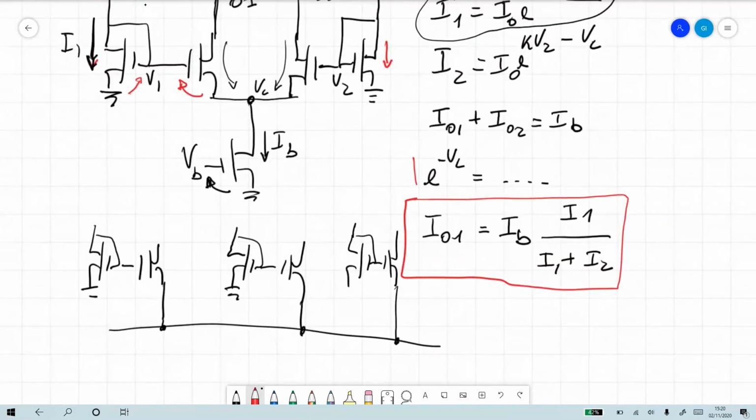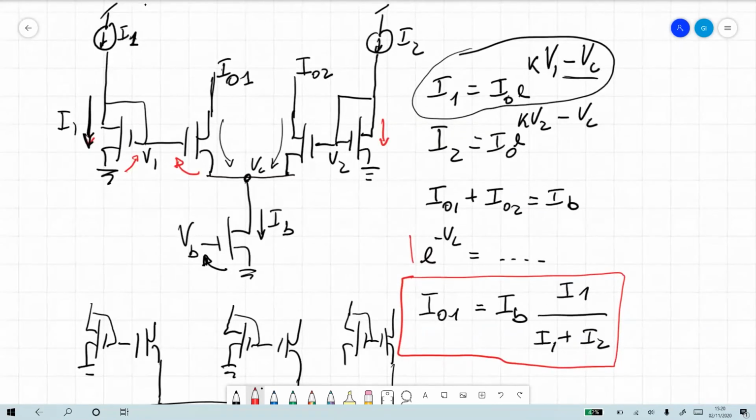They are different. The drop from V1 to VC is different from the drop of V1 to ground. But then is that one I1 or I01? Like, as it is considering VC, is it I1? This is, yeah, the one circled here. This is I1. It's really I1.